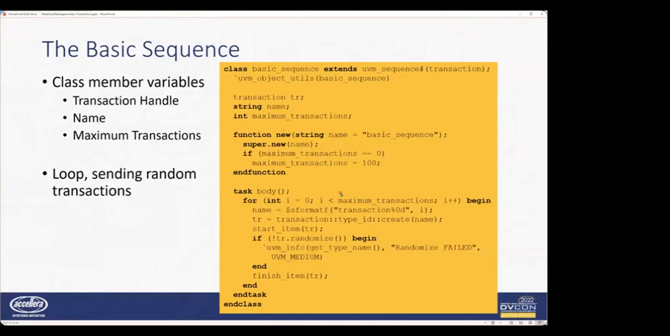We're going to have this body loop, and we're going to create a name. We're going to construct a transaction object with the factory, and we're going to do start item, finish item. And in the middle of that, of course, we're going to randomize. So this is just regular old UVM. So this sequence is going to send transactions, probably 100 of them.